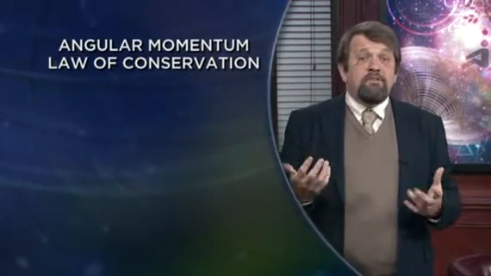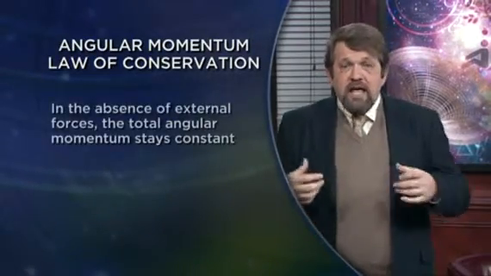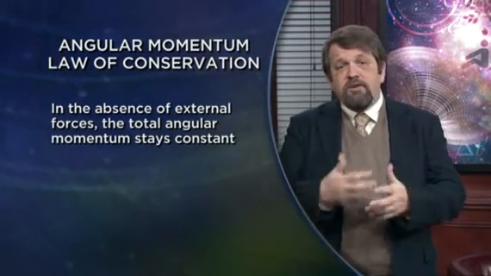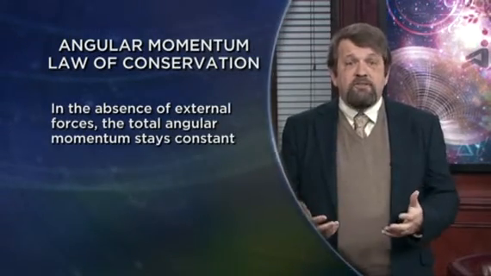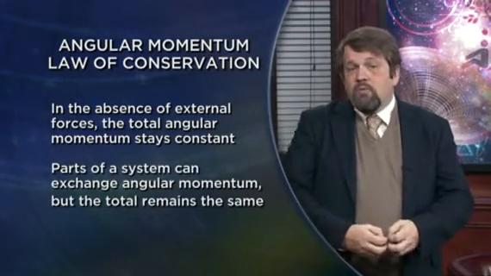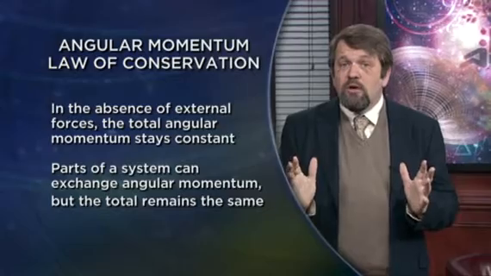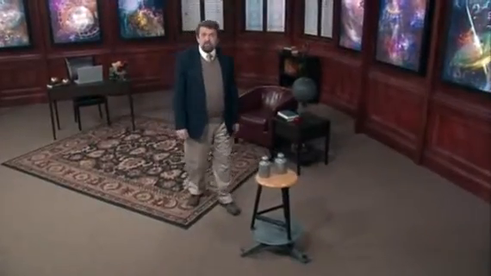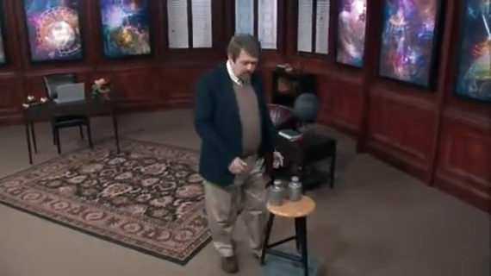And angular momentum has its own law of conservation. In the absence of external forces, the total angular momentum of a system of bodies stays constant. Parts of the system can exchange angular momentum with other parts of the system, but the total remains the same. Let me illustrate this by a demonstration.